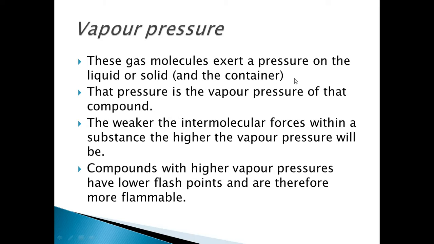This gas molecule exerts pressure on the liquid or solid and the container. That pressure is what is referred to as the vapor pressure of that substance. The weaker the intermolecular forces within a substance, the higher the vapor pressure. And compounds with higher vapor pressures have lower flash points and are therefore more flammable. So you can see where vapor pressure, flash point and flammability come together. When a compound has higher vapor pressure, it has a lower flash point, and therefore it's a flammable substance.